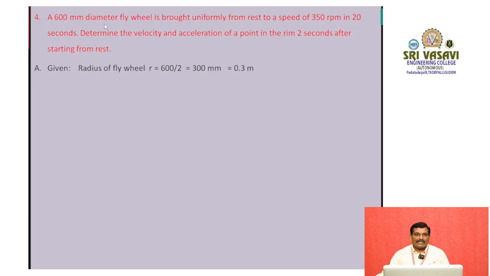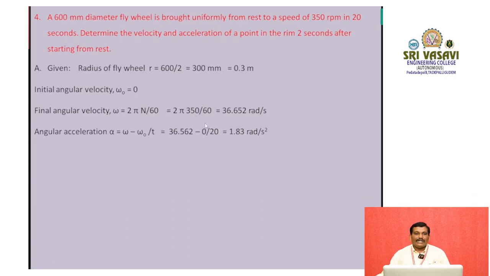Okay, the diameter of the flywheel is given, so radius is equal to diameter by 2, 600 by 2, 300 mm, that is 0.3 meters. Initial angular velocity omega naught is equal to 0 because it is brought uniformly from rest. And final angular velocity is 2 pi n by 60. Here the speed is given as 350. 2 pi into 350 by 60 is 36.652 radians per second.